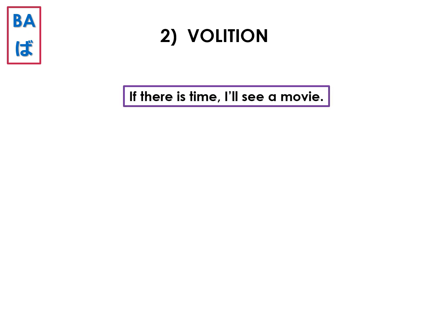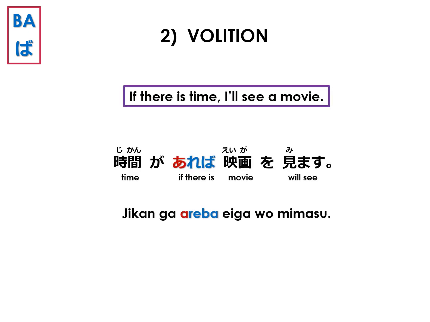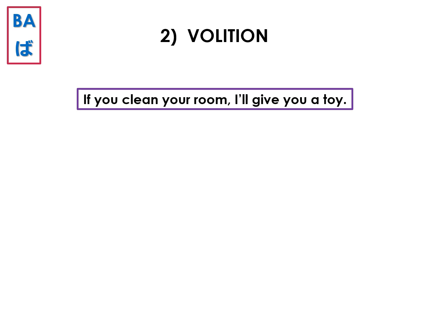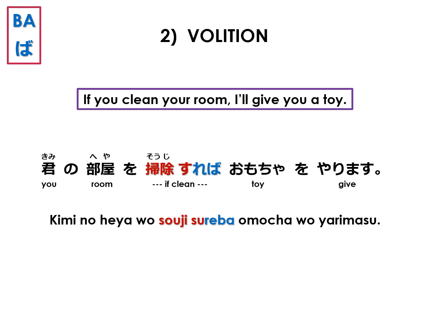If there is time, I'll see a movie. 時間があれば映画を見ます。 Another volition example. If you clean your room, I'll give you a toy. 君の部屋を掃除すればおもちゃをやります。 Our next example is a request.